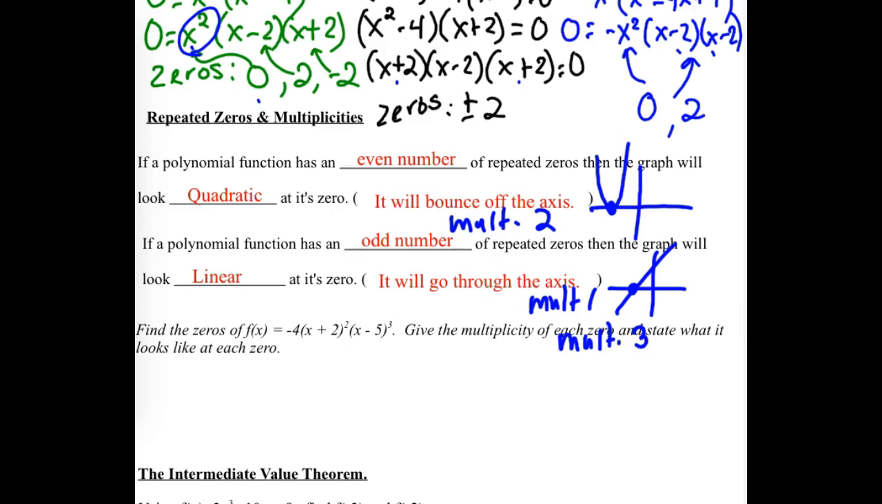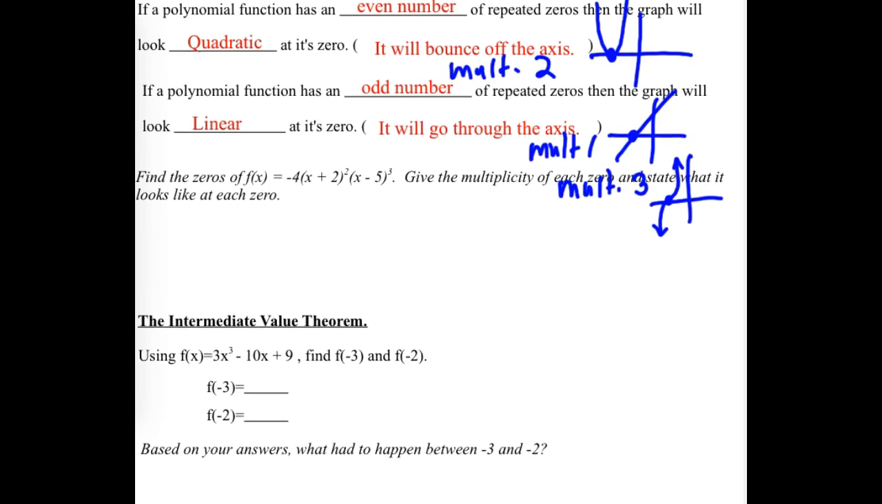Let me try to make that a little clearer. So at my 0 here, I'm going to have a twist happening. That would be multiplicity 3. So all these little pieces are giving us information about the graph that will help us as we go through this chapter. So find the zeros of this one.